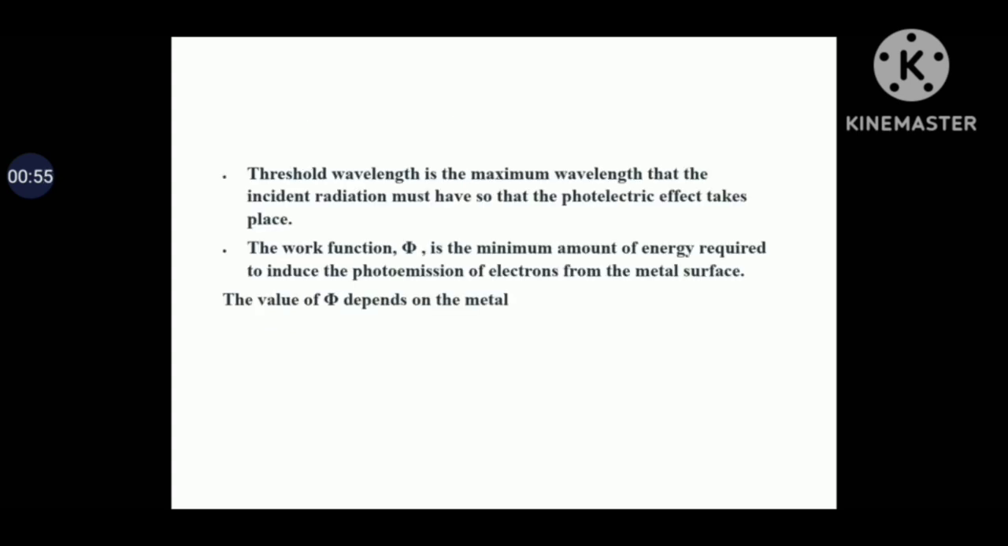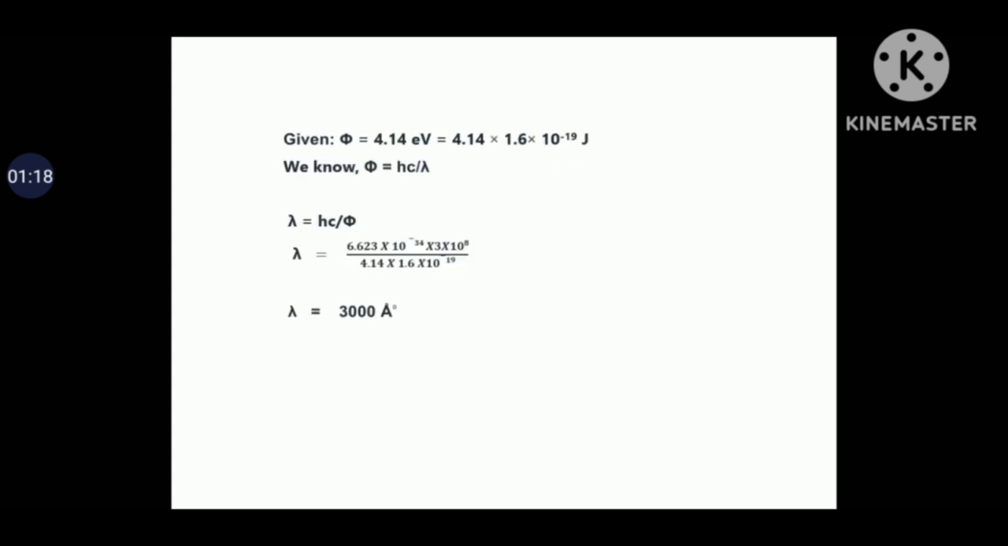Threshold wavelength is the maximum wavelength that the incident radiation must have so that the photoelectric effect takes place. The work function is the minimum amount of energy required to induce the photoemission of electrons from the metal surface. In the problem, work function is given. It is 4.14 electron volt.